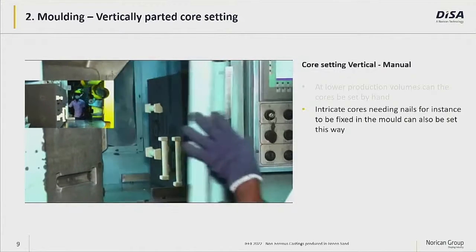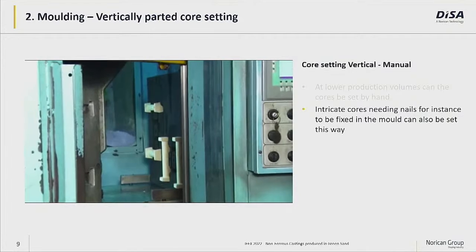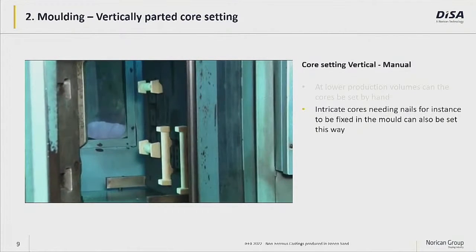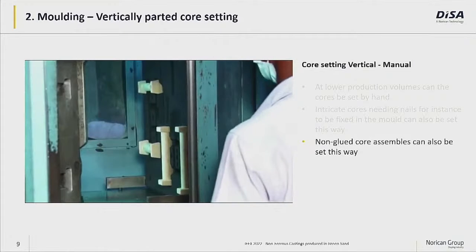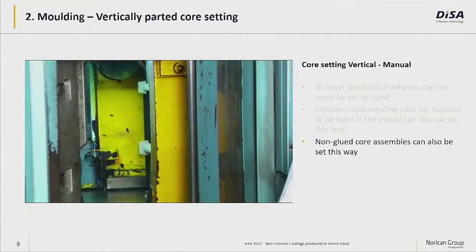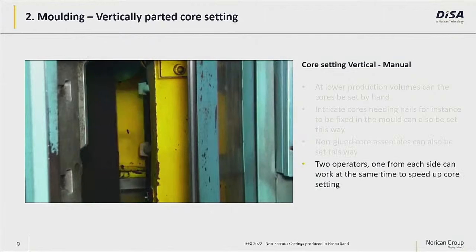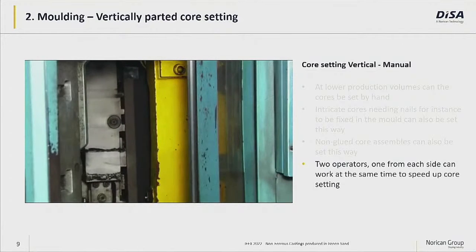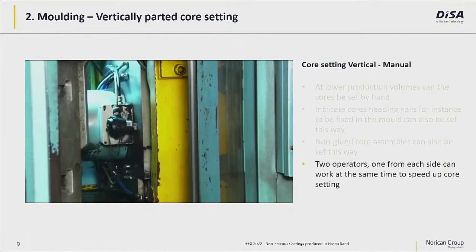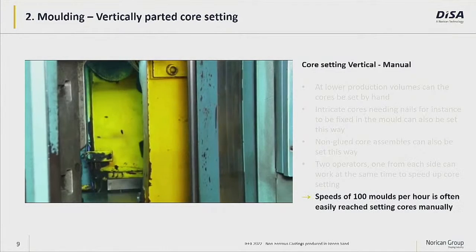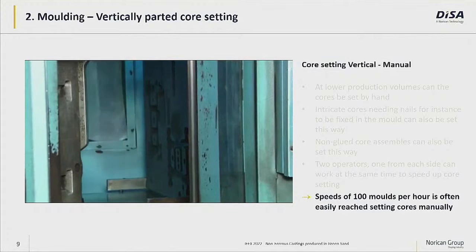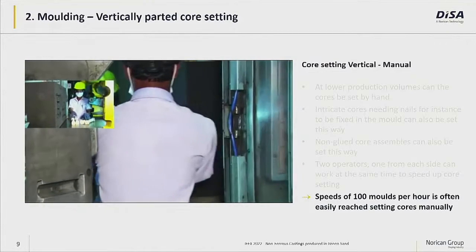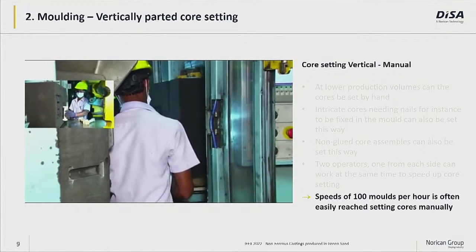Doing core setting by hand, we can also set very, very complex cores. We can use nails for fixing the cores in the molds, etc. We can also set non-glued core packages if we would like to do that. We can even use two operators, one from each side of the machine, to speed up the setting of the cores into the mold. So with this setup, and even though we use manual core setting, we can easily run 100 molds per hour without too big problems.